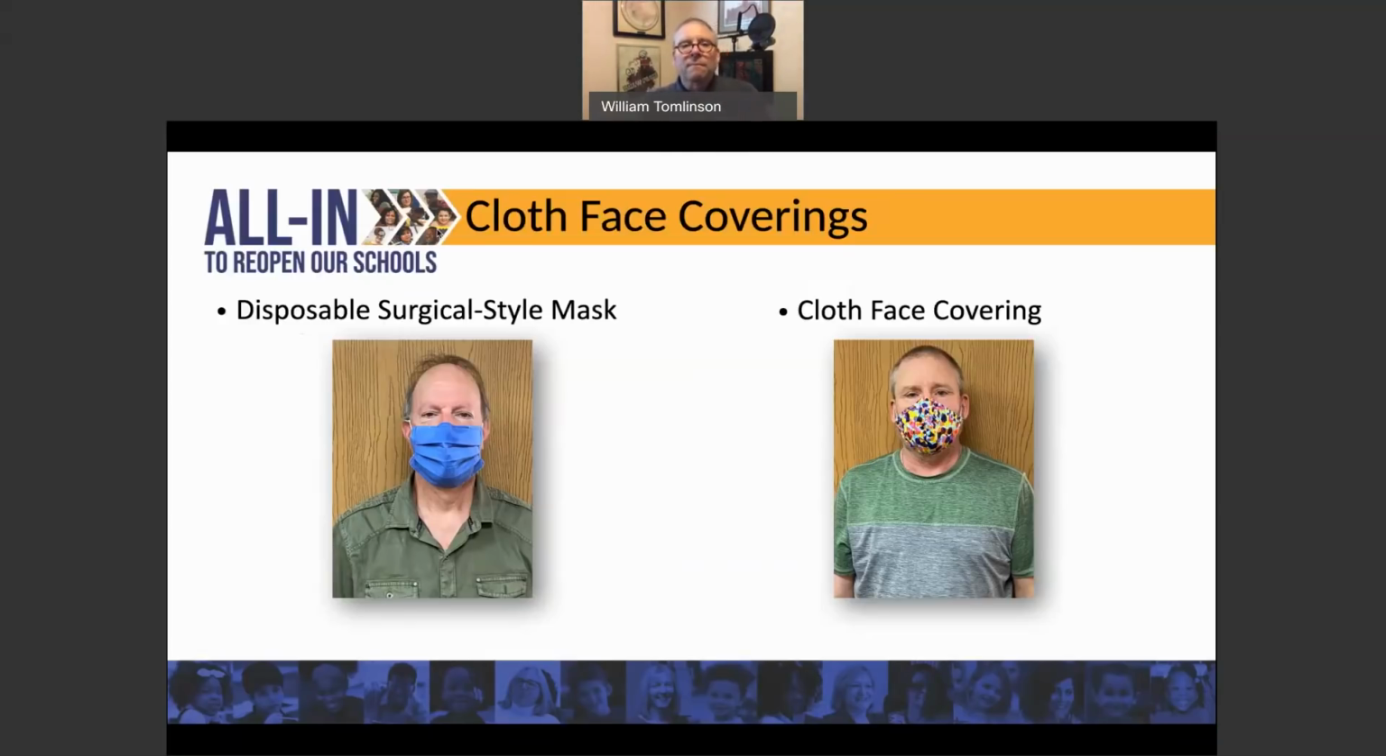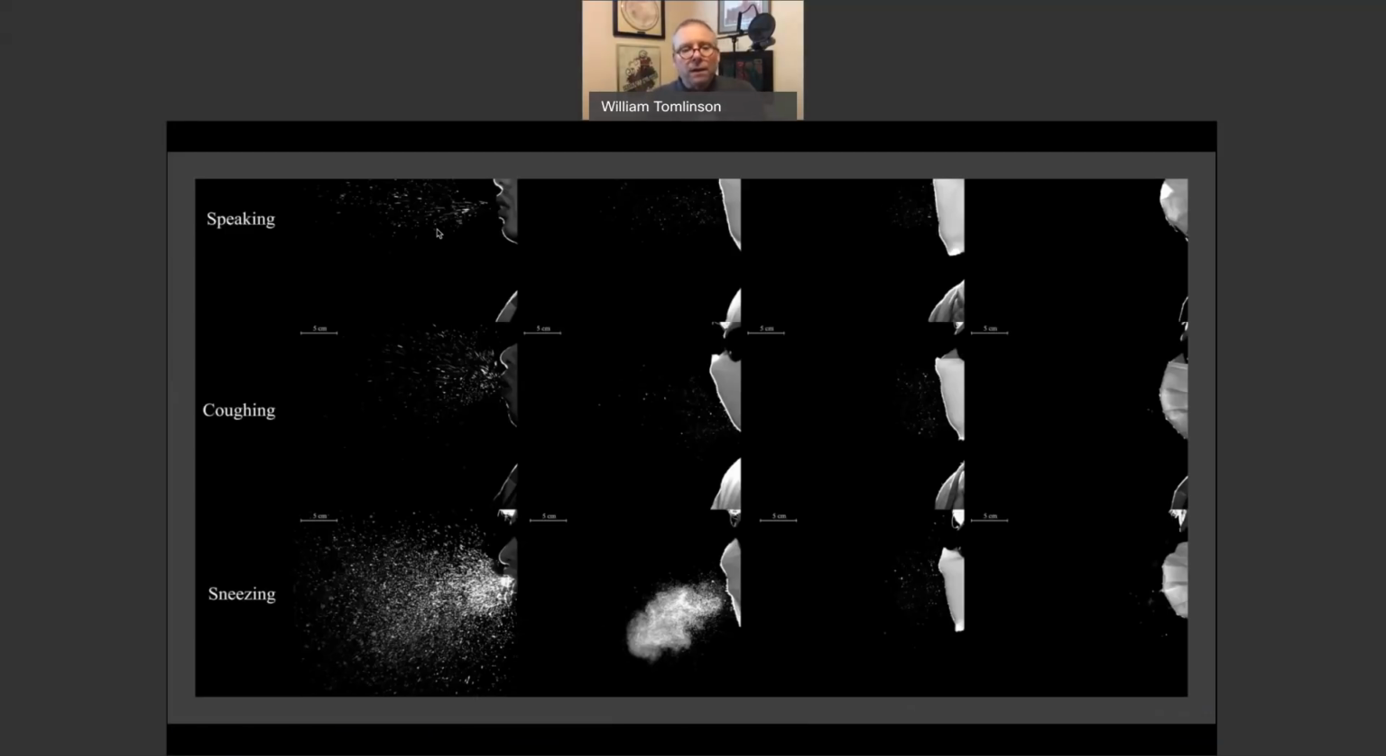So this is from the Thorax, the Australian Medical Journal, where we look at these 3 rows from speaking, coughing, and sneezing, and you can see the amount of respiratory particulate that is ejected. The column to the right of that is a single ply, like a bandana. And you can see there is some reduction in the amount of the particulate. It doesn't go quite the distance out in the air, but it's not great.